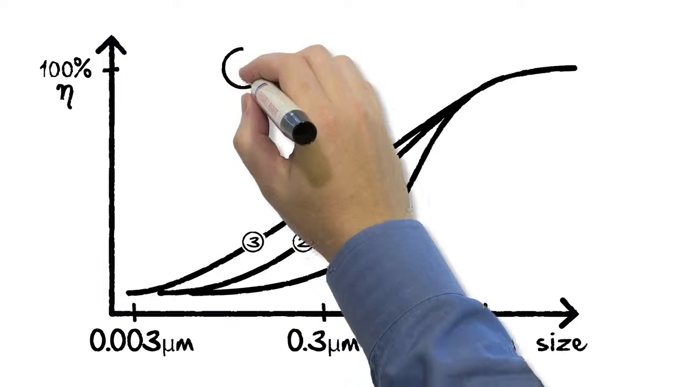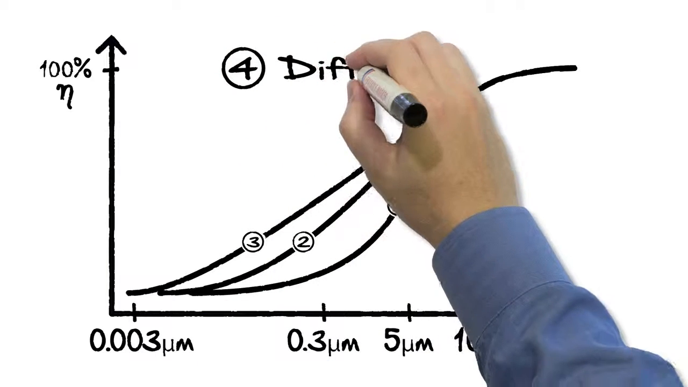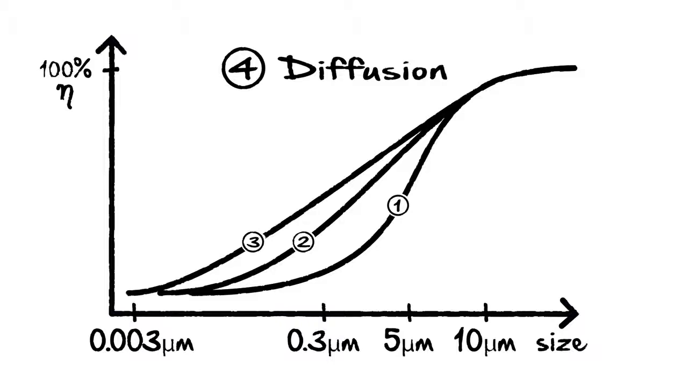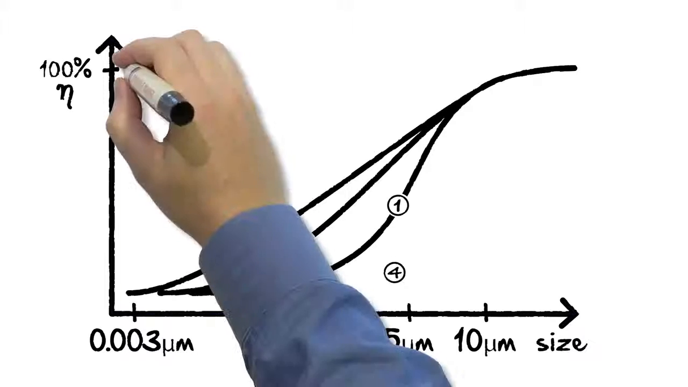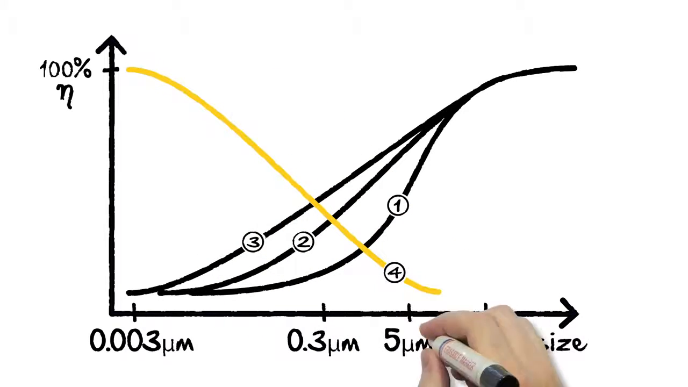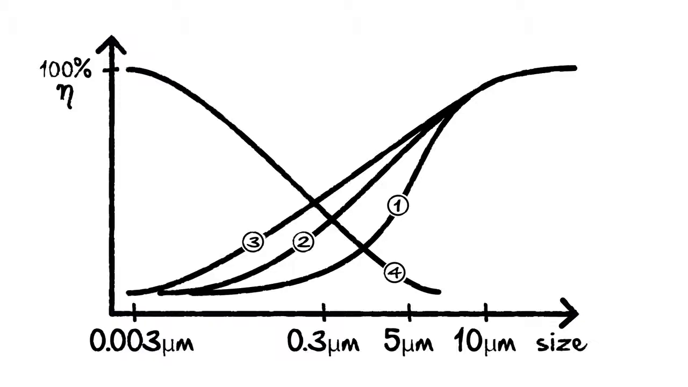When we look at diffusion, it's completely the other way around, because the smaller the particle is, the more it's going to bounce off of other molecules or other particles, increasing the probability of hitting the filter fiber. So it's going to be very efficient for ultrafine, very small particles, but it quickly drops off, and for larger particles, there's none of that capture mechanism.